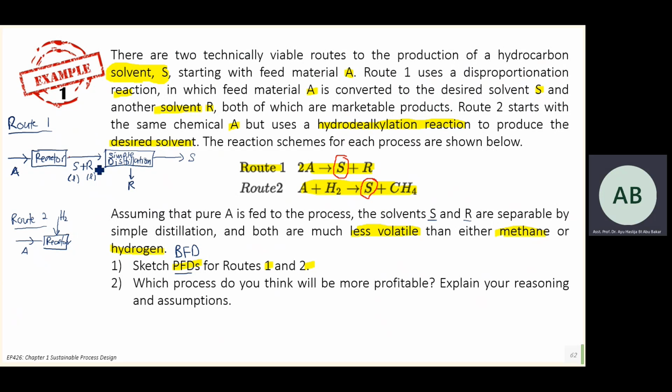Now, your product stream, you have S, you have CH4, perhaps you will have H2. Even though it doesn't mention whether H2 is in excess or not, we try to assume, because here it mentioned this statement, S and R are less volatile than methane or hydrogen. Okay, let's say we assume we get H2 over here.